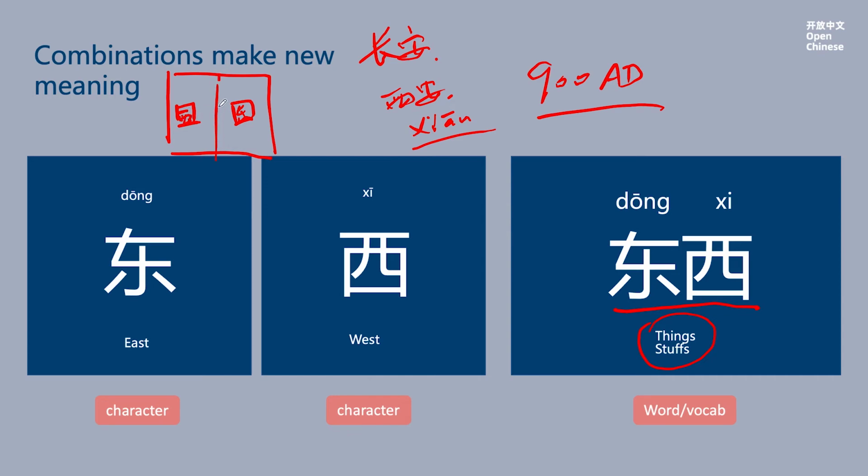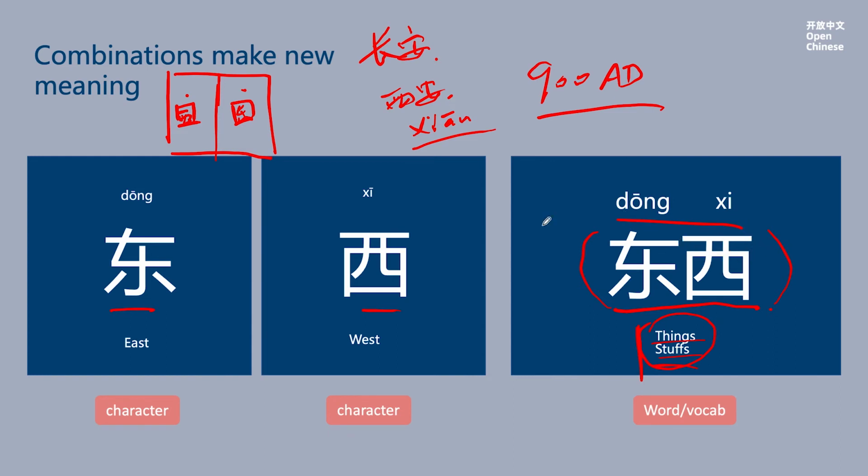Two markets sitting in the east side and the west side of the city. And these two markets are the only markets of the city. People go to these two markets to shop for stuff, to buy things in the urban setting. So gradually, Dong, Xi, the East Market and the West Market combined together means things or consumer goods. So when we have Dong East and Xi West put together, it forms a new word, means things or stuff.